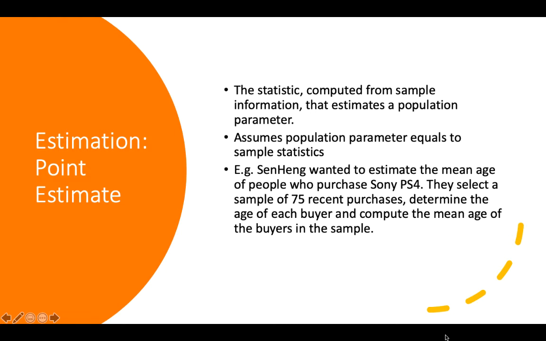It is a statistic computed from sample information, and we use it to estimate the population parameter. So it assumes the population parameter equals the sample statistic. This is very risky, but this is how you do it. For example, Sanheng wanted to estimate the mean age of people who purchased the Sony PS4, the PlayStation 4. They select a sample of 75 recent purchases, determine the age of each buyer, and compute the mean age of the buyers in the sample. They assume that this mean age from the sample is equivalent to the population mean.